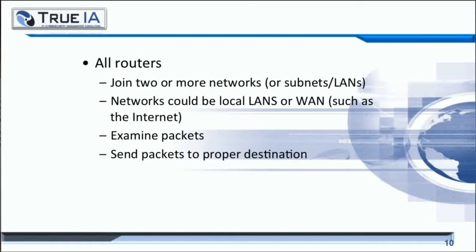So at their heart, all routers simply join two or more networks together. We call those subnets or LANs. These networks could be your local LAN or they could be a WAN, such as the internet. However, the router's job still remains the same, to simply send packets to the proper destination.